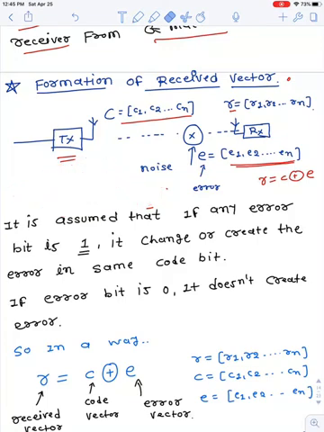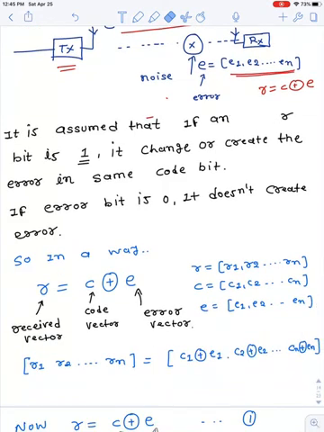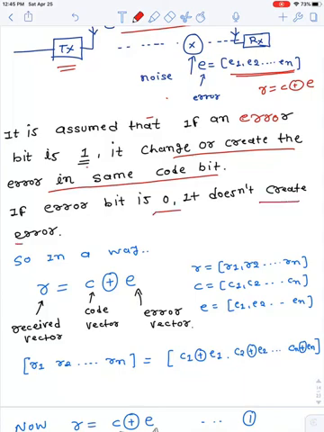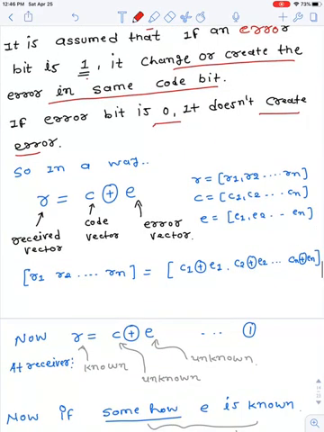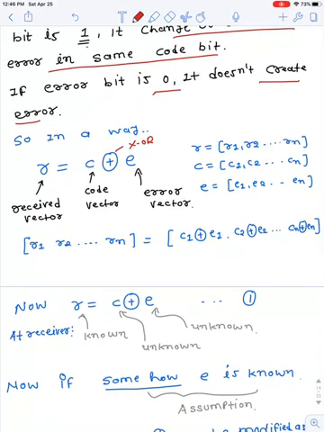A very important part here: in the error vector, we have to identify the bits which have magnitude 1, which create error. It is assumed that if an error bit is 1, it changes or creates the error in the same code bit. And if the error bit is 0, it works silently on the code vector and doesn't create any error. So the receive vector R is basically the code vector which is modified by the error vector E. It can be obtained with the combination of C and E, and that is the XORing operation between code vector C and error vector E.